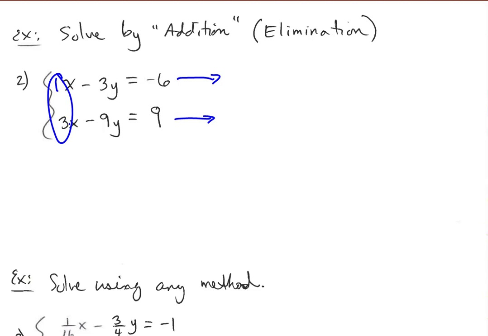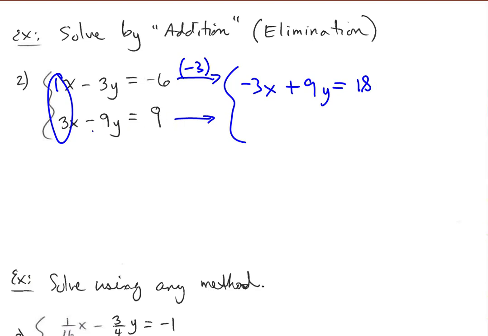Now notice the second x coefficient is already a positive 3, so why don't we worry about getting the first one to be a negative 3, and we can multiply entire equations by non-zero numbers to do this. So it would make sense to multiply that first equation by negative 3, because then negative 3 times the 1x would be a negative 3x, and that's what we want. Now we have to do it all the way down the equation. So we're multiplying by negative 3 all the way through, so then we'd have a plus 9y, and then that's equal to a positive 18.